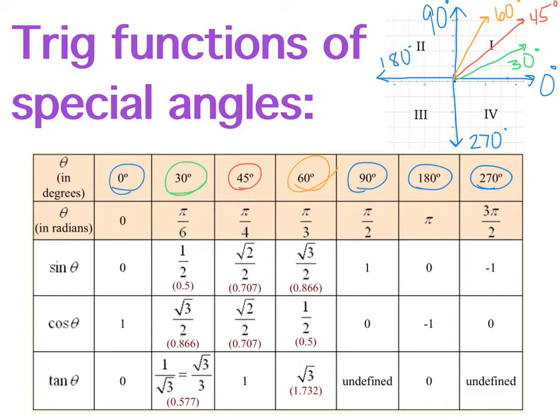You don't have to commit these to memory, but you can always draw those special 30, 60, 90 or 45, 45, 90 triangles to find these exact values. And if I were you, I would definitely pause the screen right now and copy down this chart, as well as include the inverses of sine, cosine, and tangent and their values for those angles.